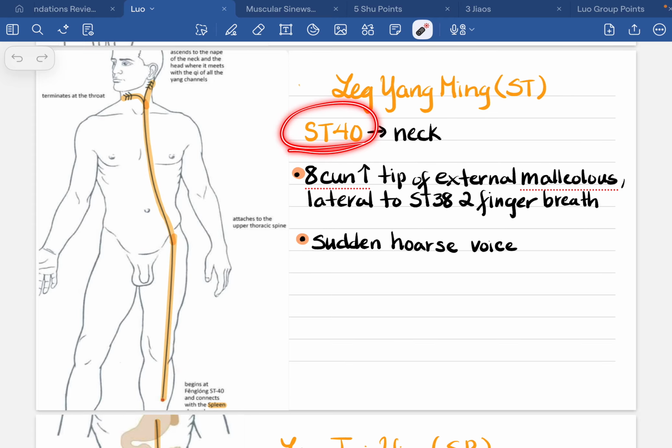Now we have stomach 40, which is also the Luo point for the stomach. It travels up to the neck and the throat area, if you see right here. It's 8 soon up from the tip of the external malleolus, lateral to stomach 38, 2-finger breadth. So as you know, the leg from the knee to the malleolus is 16 soon. So technically, you can say from the eyes of the knee, you can go 8 soon down, or you can say 8 soon up from the external malleolus.